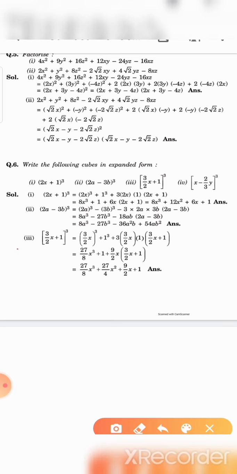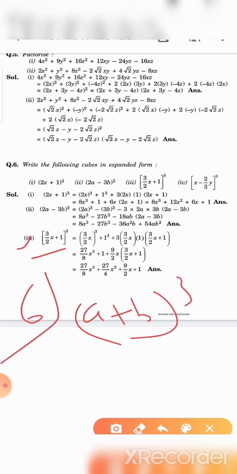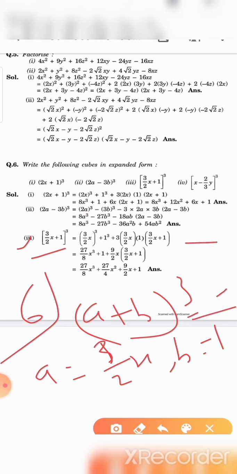Similarly, question number 3, same, using identity number 6, it is the form of a plus b whole cube. So comparing the term, we get a is equal to 3 upon 2x and b is equal to 1. Substituting the expansion of our identity number 6, we get the step 3 upon 2x whole cube plus 1 cube plus 3 into 3 upon 2x into 1, in the bracket 3 upon 2x plus 1.